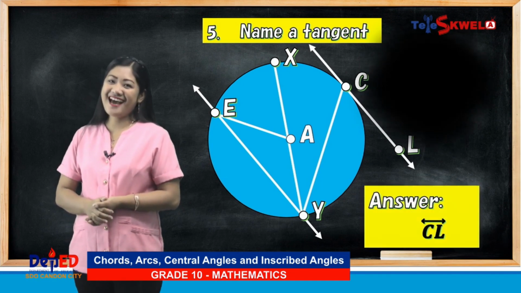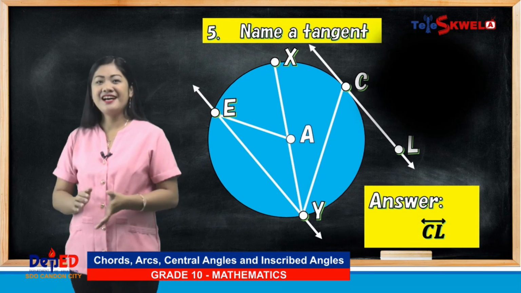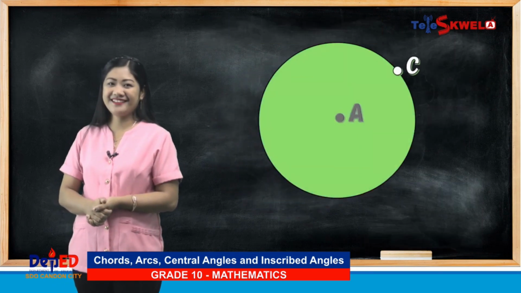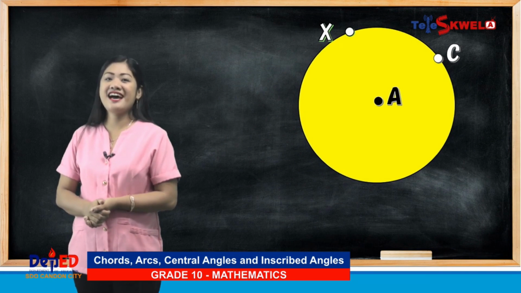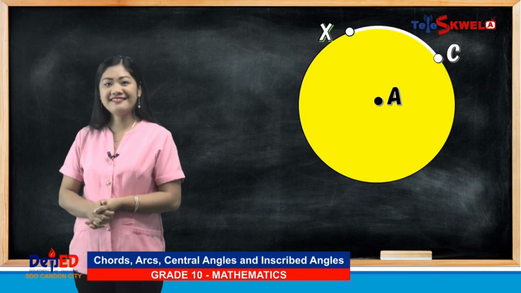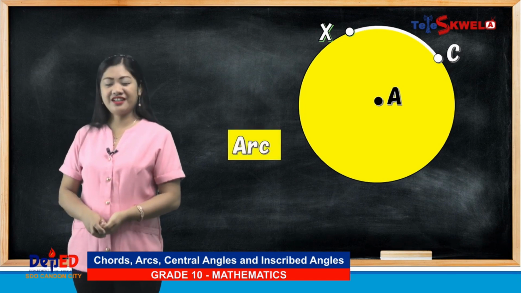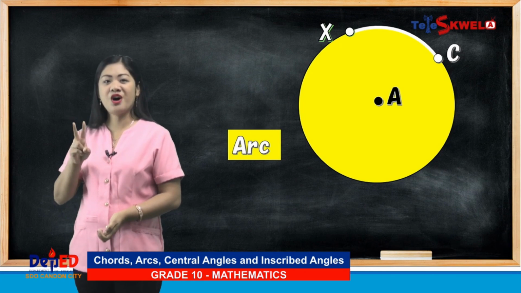Time is up. The answer is line CL. Nice job! Let's keep on going. Take a look at curve CX of circle A. This is called an arc. An arc is a part of a circle between any 2 points.